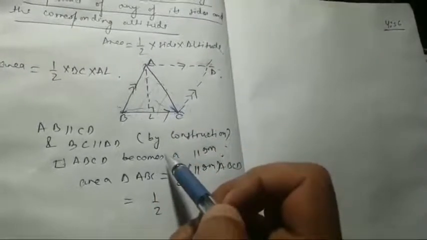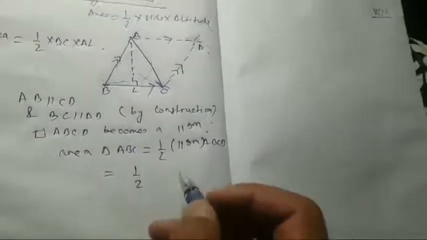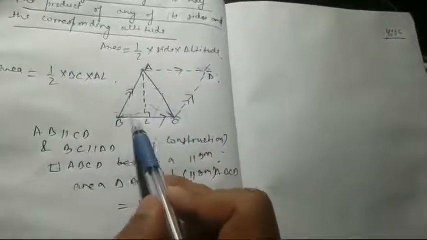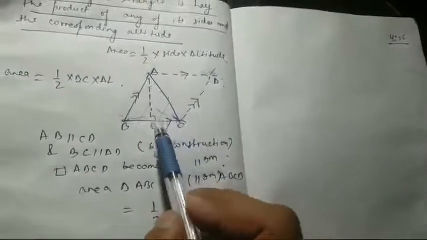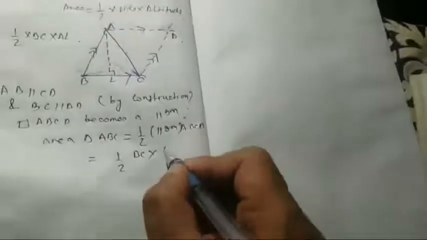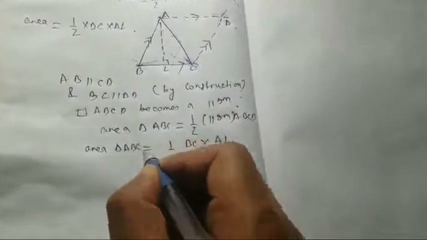Let us see. The area of a parallelogram is its side multiplied by its corresponding altitude, which is BC times the altitude AL. So finally our area of triangle ABC comes out to be half of BC times AL, and this is what we had to prove in the beginning.